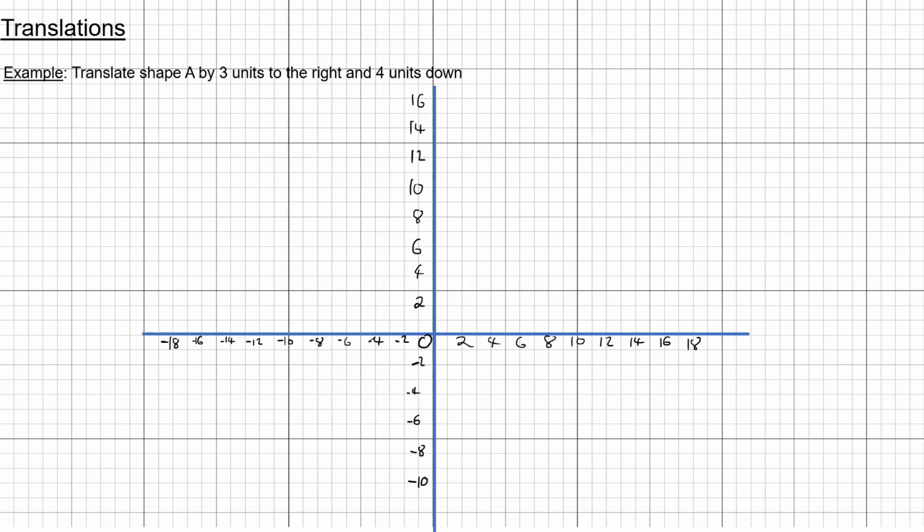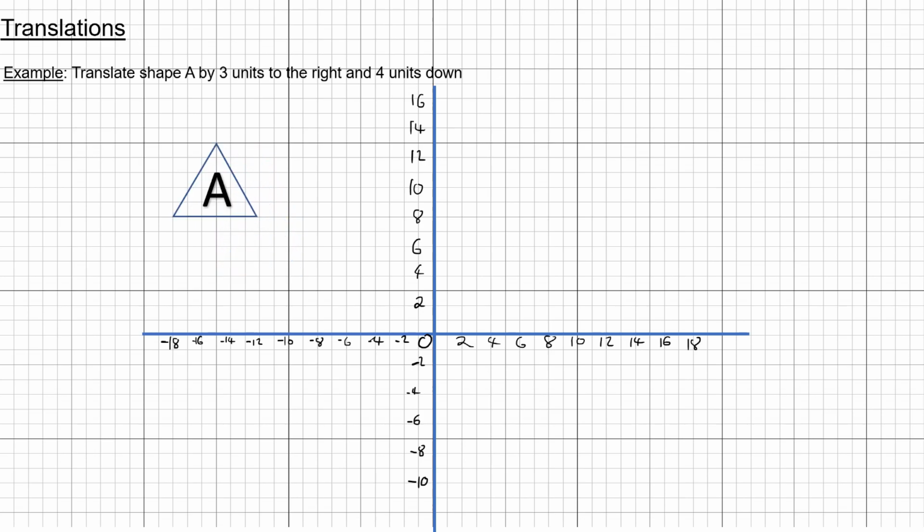To translate a shape means to move it in space without changing its shape. For example, I want to translate shape A 3 units to the right and 4 units down. Well, this means that if I, for example, fix this corner here, I'm going to move this corner along with the other 3 units to the right, 3 units to the right and then 4 units down. 1, 2, 3, and then 1, 2, 3, 4, as we can see.